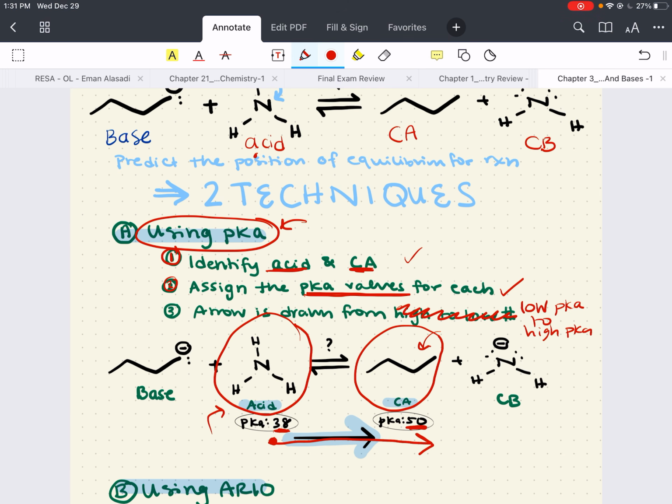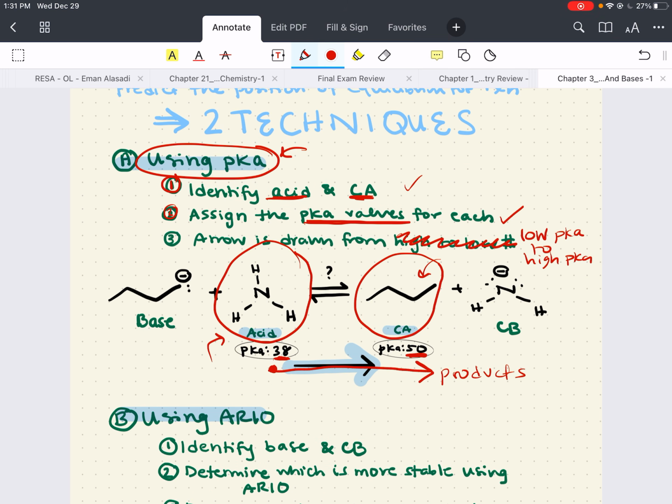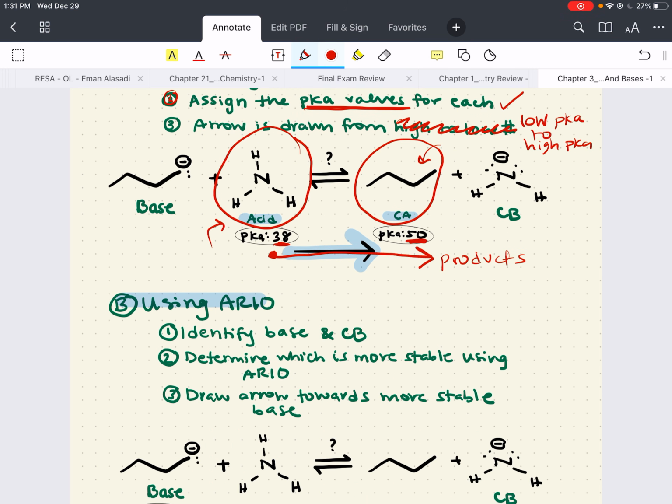And look at that. That arrow is going to tell us that the equilibrium is going to favor the products because we're going from reactants to products. All right, so that's how we use pKa to predict the position of equilibrium here. Our arrow is going to point towards our products. Therefore, equilibrium is going to lie in favor of the products for this reaction. Now, we can answer the same question using our OREO method.